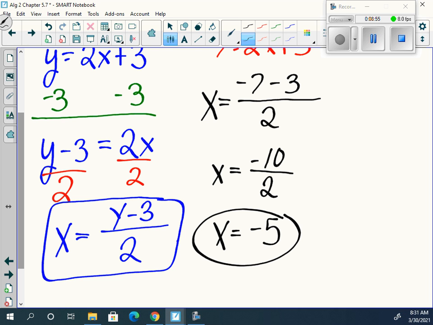Questions on this here? So really it's just saying our normal function, when we plug -5 in for x, we would get -7. For the inverse, when we plug -7 in for x, for the inverse, it would get us back to -5. It's just switching the input and output.